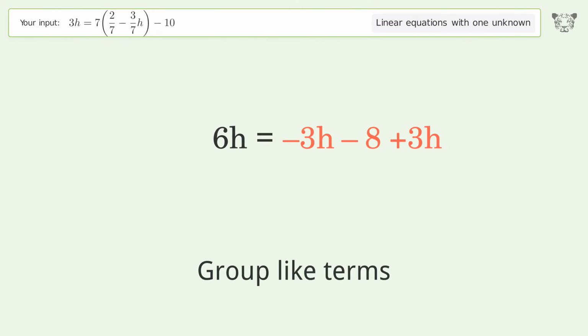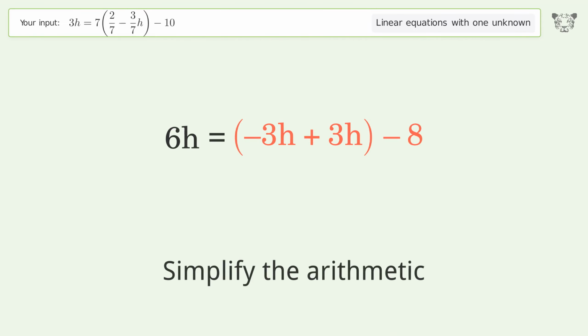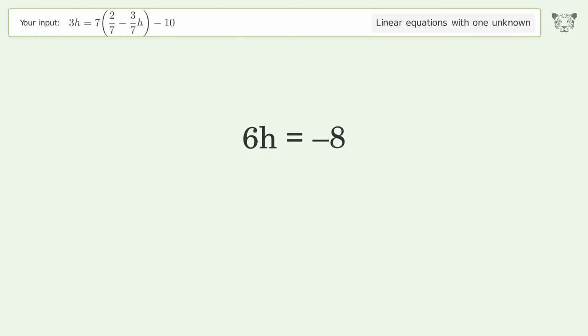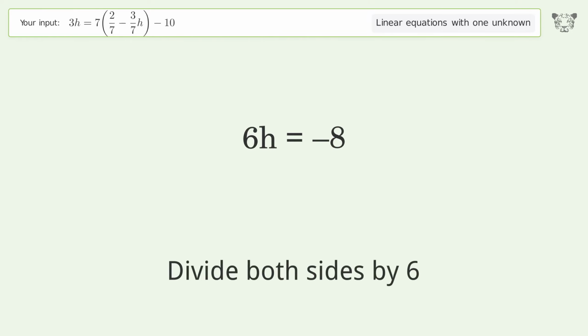Group like terms. Simplify the arithmetic. Isolate the h. Divide both sides by 6.